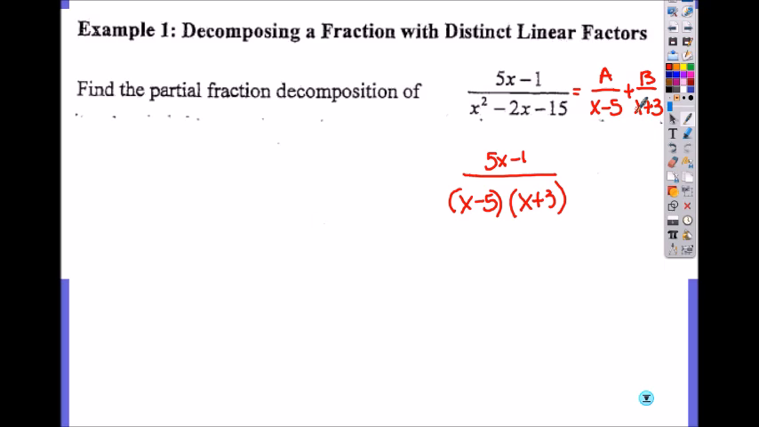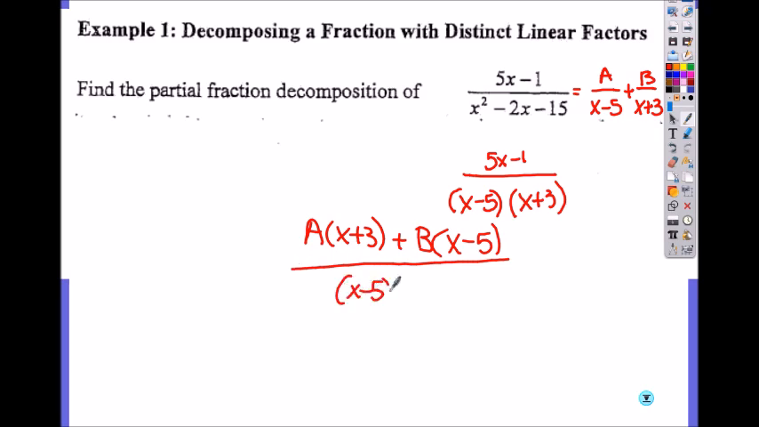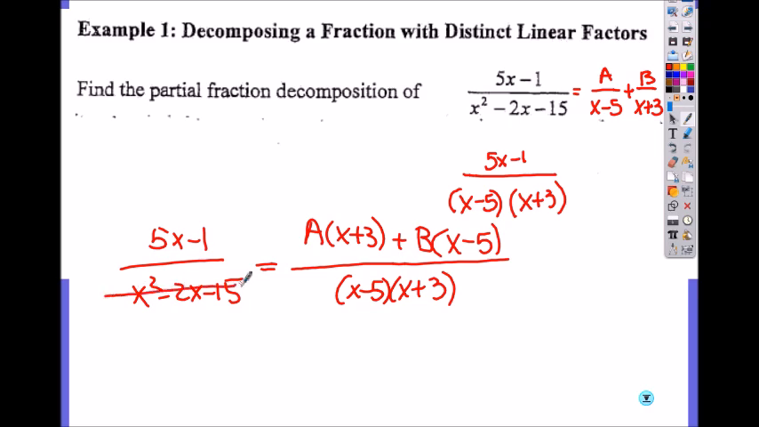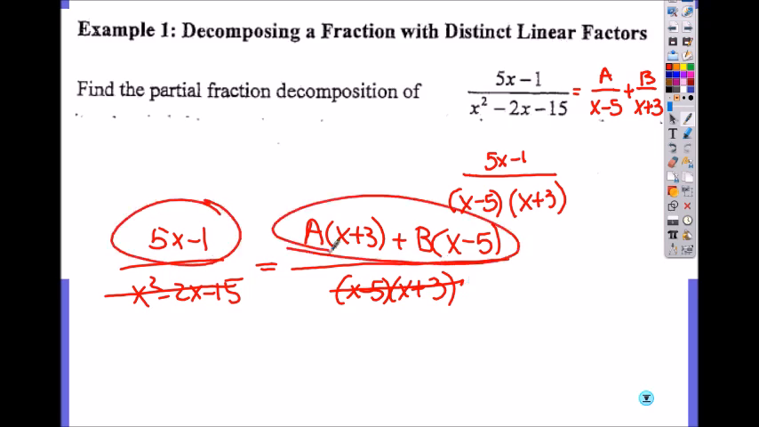So you basically get A times x plus 3 plus B times x minus 5, and you get x minus 5 times x plus 3, right? Here you multiply by the other factor, x plus 3. Here you multiply by x minus 5, and that equals 5x minus 1 over the same denominator, right? If you have fractions that are equal to each other and they have the same denominator, isn't this equal to that? Then can we just say this is equal to that? Yes.